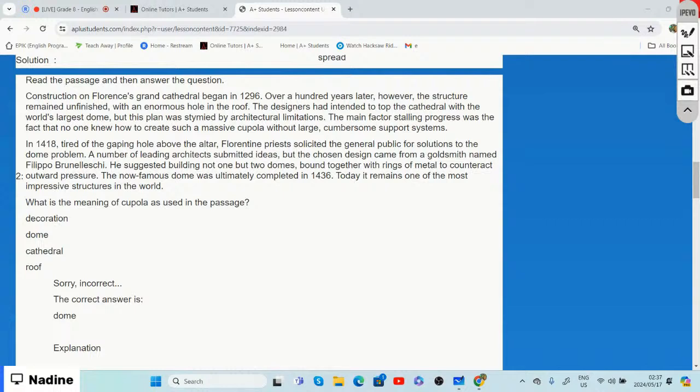All right, and if we look at the word cupola, then we need to say: is cupola decoration, is cupola the dome itself, is cupola cathedral, or is it the roof? A cupola.